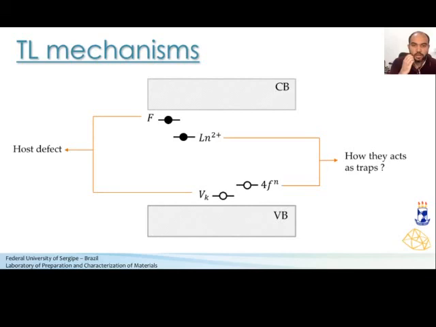So, up to now, we know that intrinsic defects such as F and V_K centers are responsible for the host TL peak. However, whether the mechanism is due to electron or hole releasing is an open question. We also know that lanthanide dopants induce the presence of new TL peaks. Then they can act as traps. But the exact recombination mechanism is also an open question.